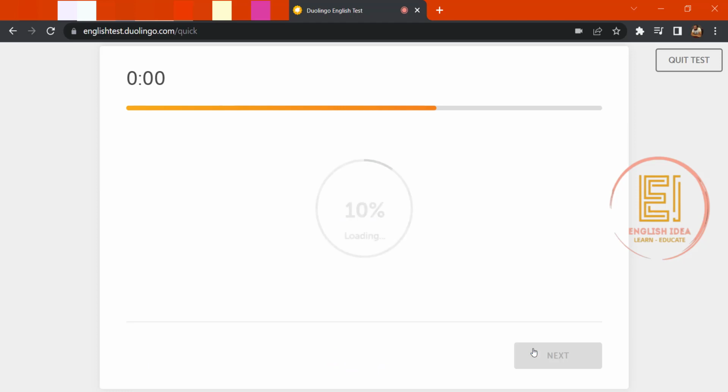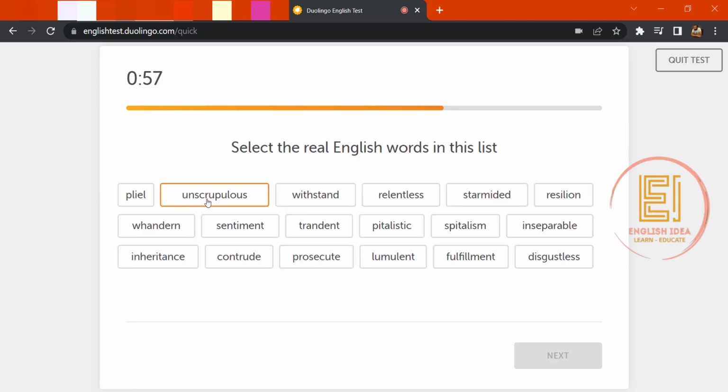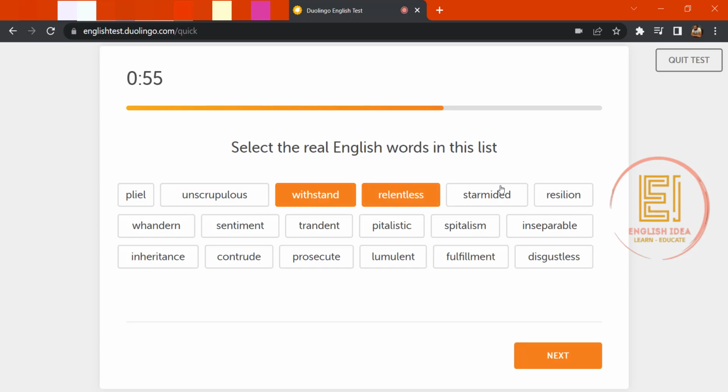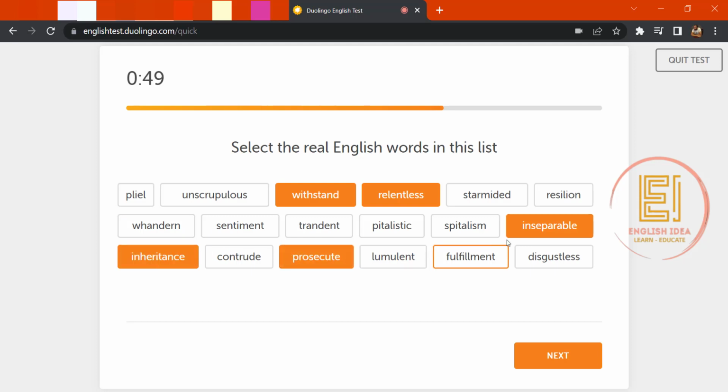To those who are planning to give the Duolingo English Exam, remember this is just an English proficiency test. It only checks if you are able to communicate, to understand, to read, and speak English. That's all. So don't be scared during the real exam.